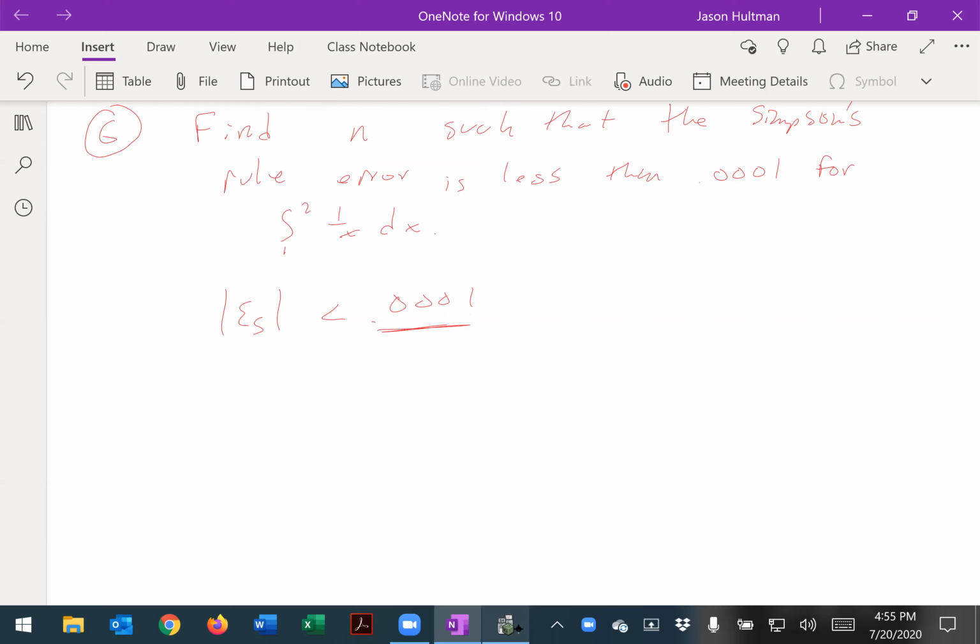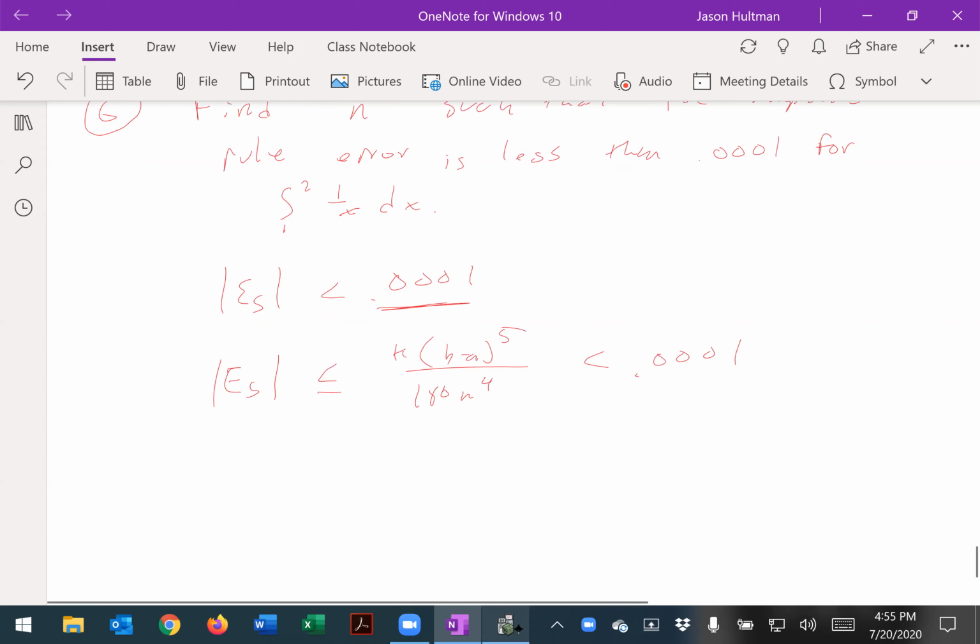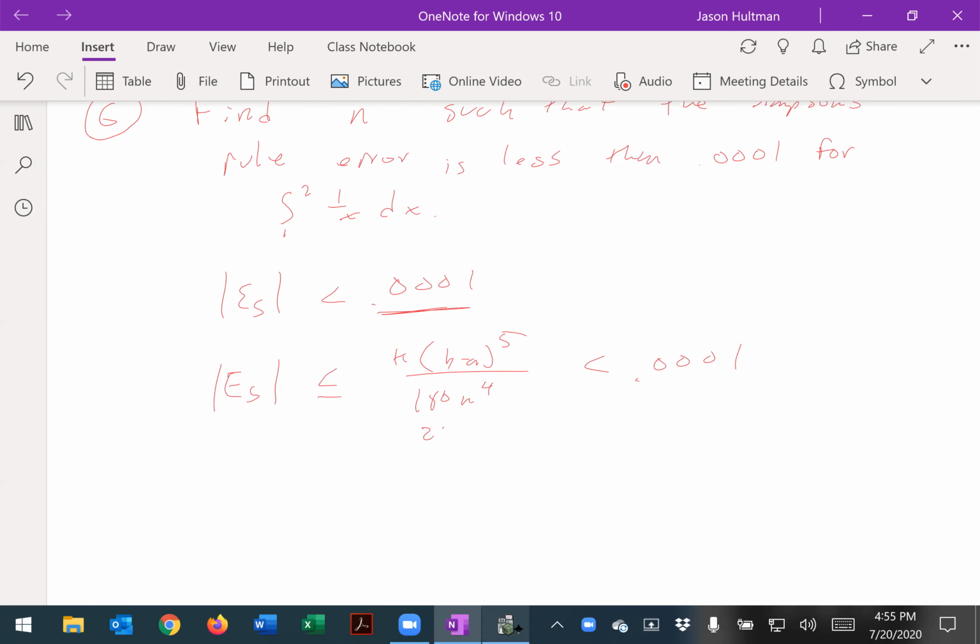So again, we want E sub s less than or equal to K times (b minus a) to the 5th all over 180 n to the 4th, and I want that less than 0.0001. Well, we already calculated this. K was 24, and this was 1 to the 5th, all over 180 times n to the 4th. What we're doing now is we don't know what n is this time, so we're just going to calculate out what n is.